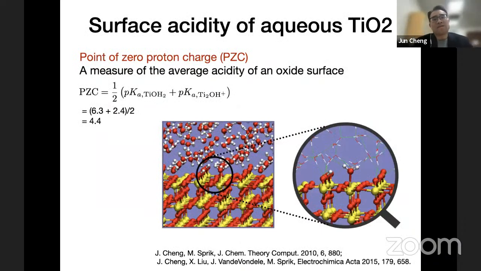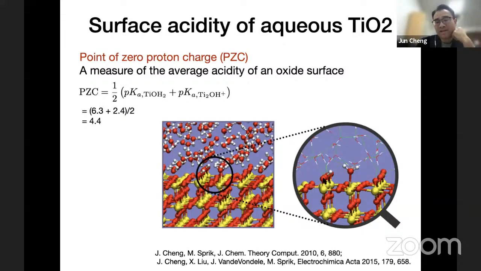As I mentioned, the surface groups have different pKa's, right? Also, the point of zero proton charge is a measure of the average acidity of the oxide surface. For TiO2, we have two sites. We have a terminal water, that's a conjugate acid, and it can get deprotonated to form an OH-. So that's for the terminal site.